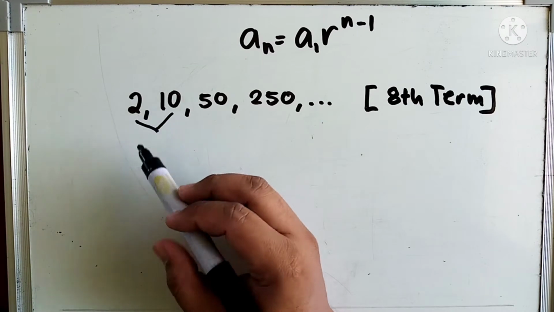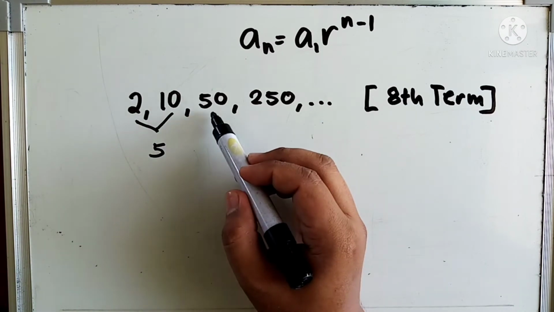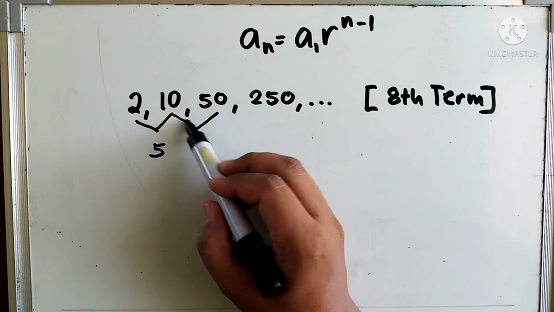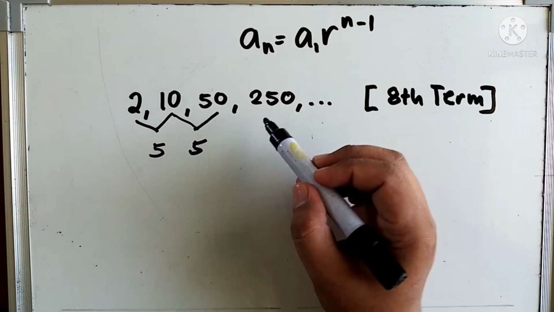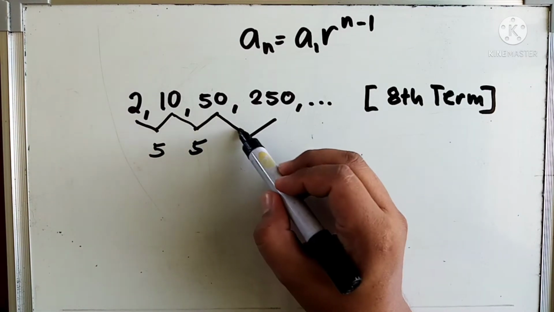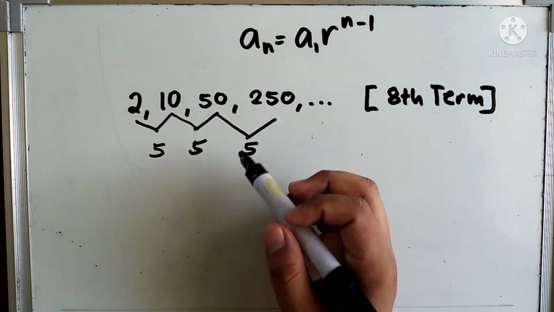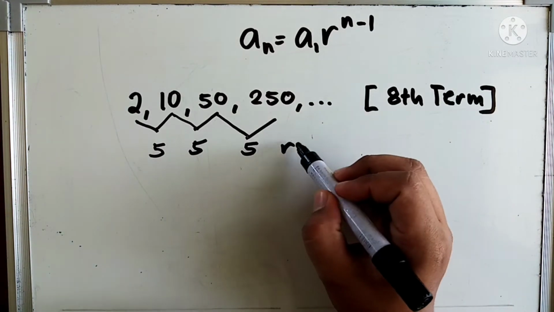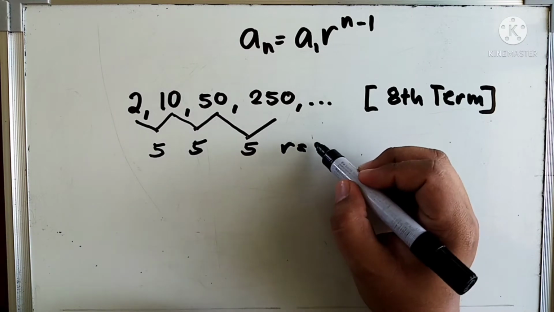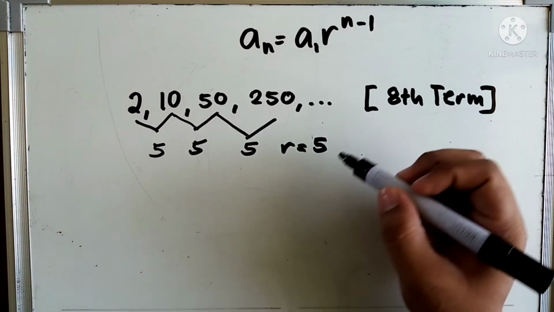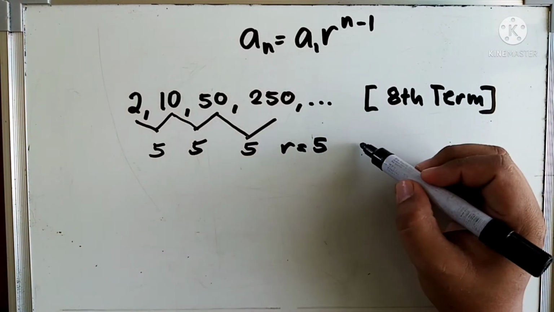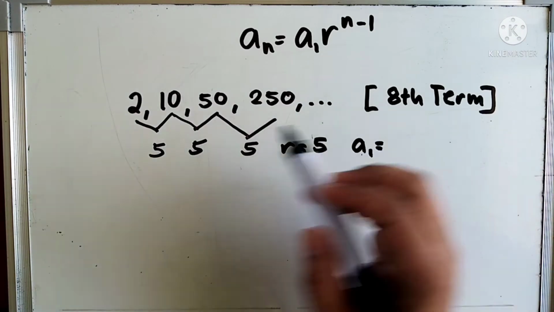So, 10 divided by 2, that is 5. 50 divided by 10, that is 5. 250 divided by 50, that is again 5. So, ibig sabihin, ang ating common ratio ay 5. Now, our a sub 1, yung first term natin is 2.